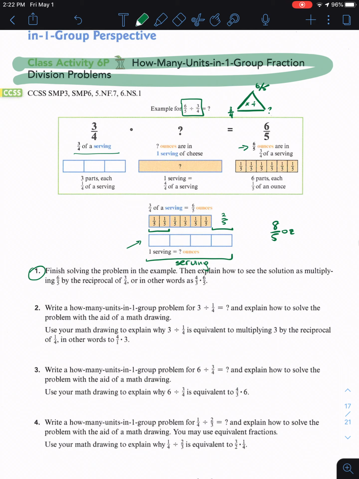Now, however, I would like you to write a how many units in one group problem for 3 divided by 1/4 and for 6 divided by 3/4. But we're going to skip this multiplication for now. We're going to come back to it. All right.